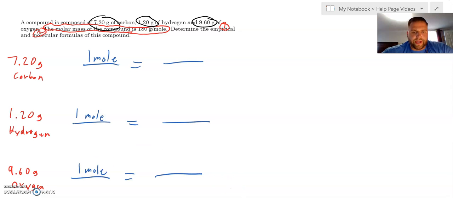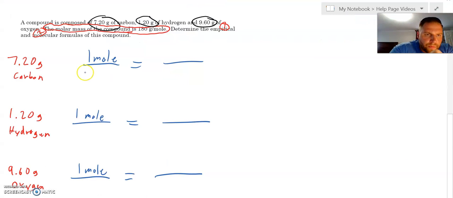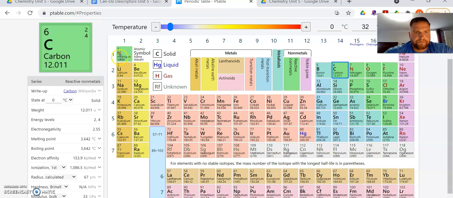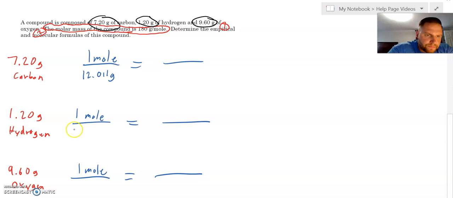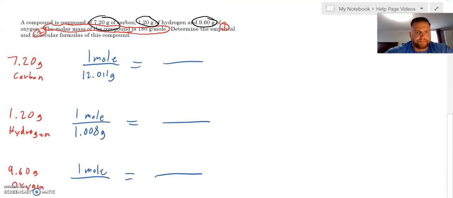So we will need our periodic table now to figure out a mole of carbon. So carbon's mass here is 12.011 grams. Let's go ahead, let's write that in. Perfect. Okay, how about hydrogen? 1.008. And oxygen, 15.999. So let's go ahead, let's put that in.